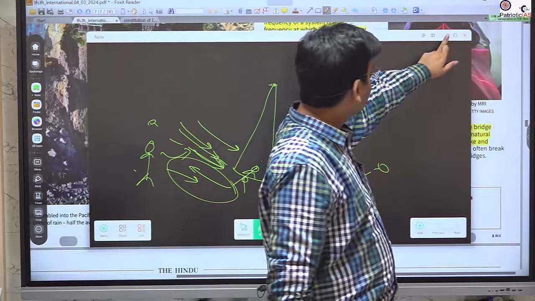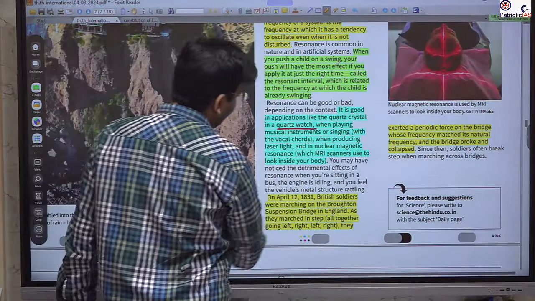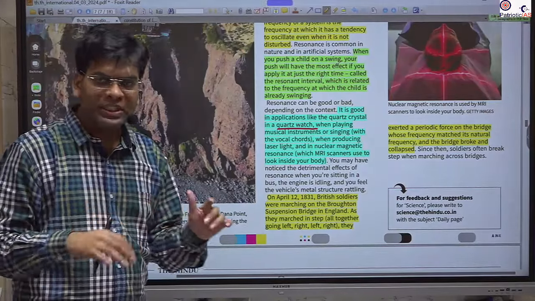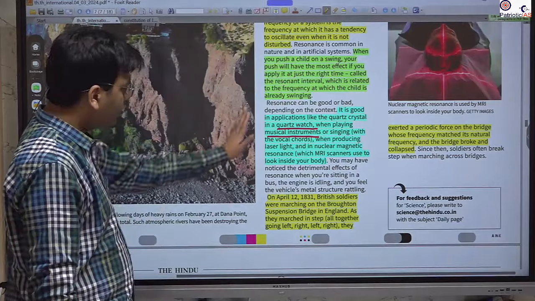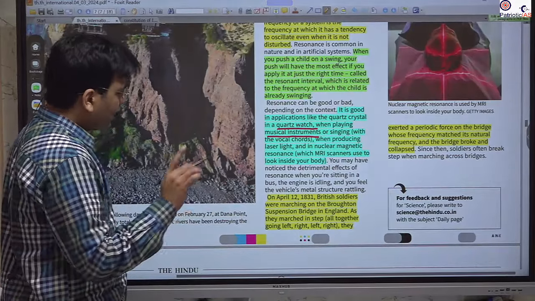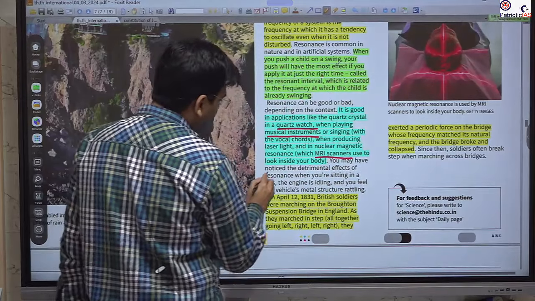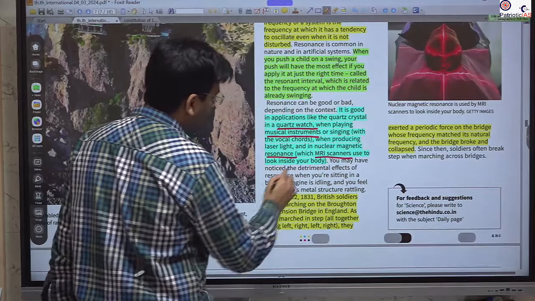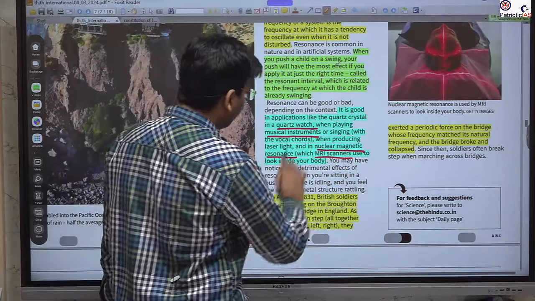It is used in the quartz watch, as well as whenever musicians are playing their instruments, they try to use resonance. And whenever you go for an MRI scanner, there is the use of magnetic resonance, nuclear magnetic resonance. So you should remember all these things.